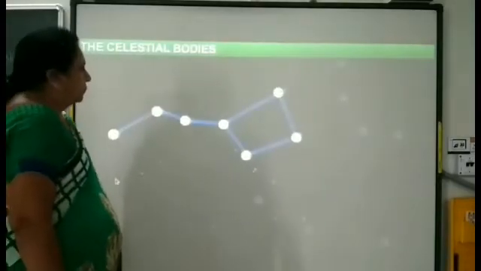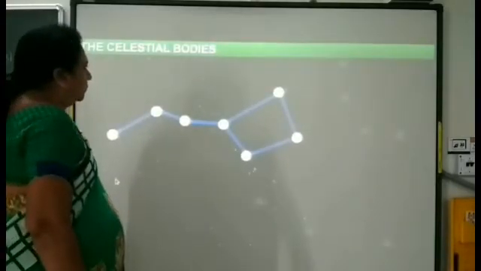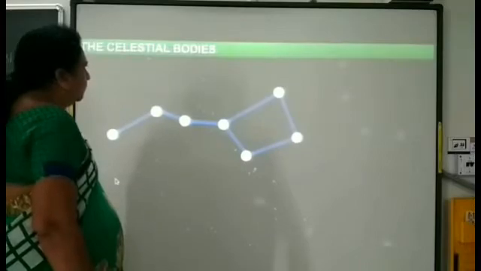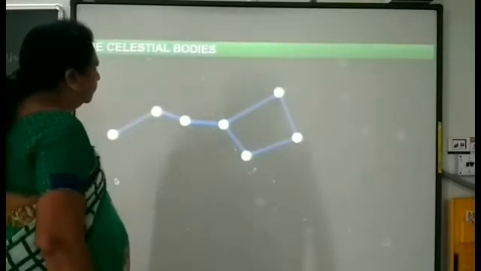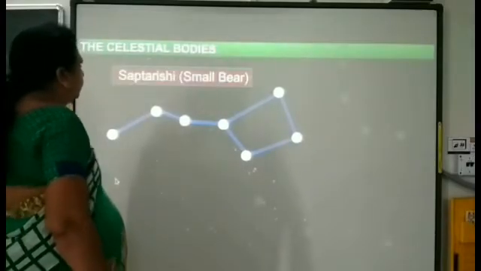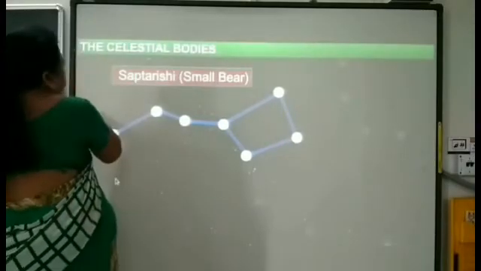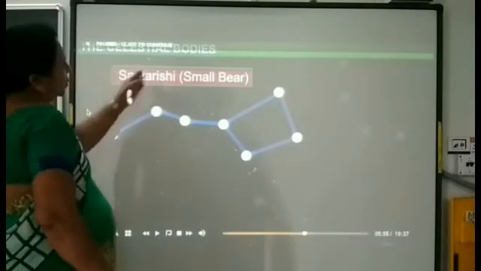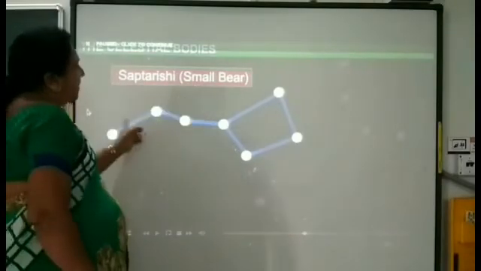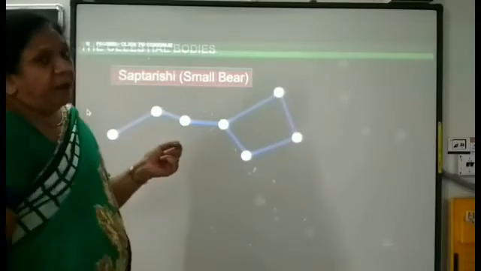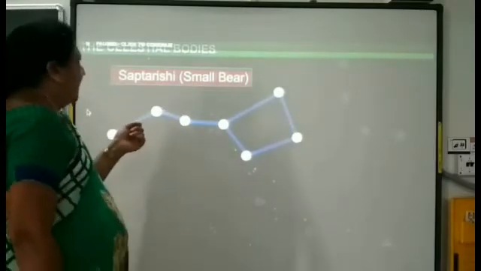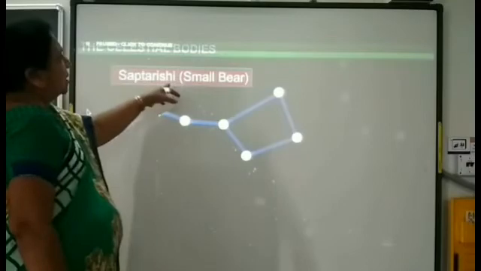One such asterism is formed by the 7 brightest stars of the Ursa Major. This asterism is called the small bear or the Saptarishi. So this is called Saptarishi, small bear. Sometimes it looks like a flying kite also. It is the other name for that. So this is called Saptarishi.